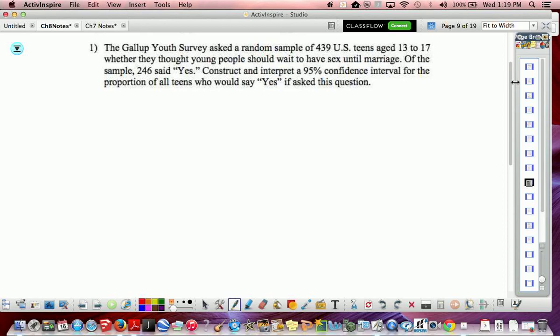It says the Gallup Youth Survey asked a random sample of 439 U.S. teens aged 13 to 17 whether they thought young people should wait to have sex until marriage. Of the sample, 246 said yes. Construct and interpret a 95% confidence interval for the proportion of all teens who say yes if asked this question. So, we start with the state.